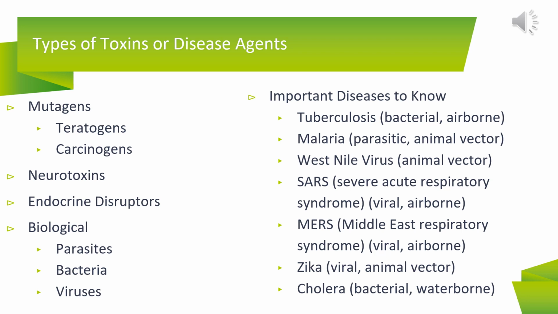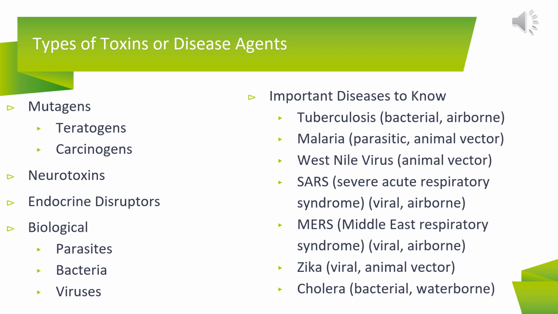There are several important diseases that you should be familiar with going into the AP exam. And the thing that I want you to be familiar with is what are they and how are they transmitted. Okay? So we have several bacterial infections, specifically tuberculosis and cholera. Both of those are bacterial. Tuberculosis is airborne and affects the respiratory system. Cholera is waterborne and affects the digestive system.